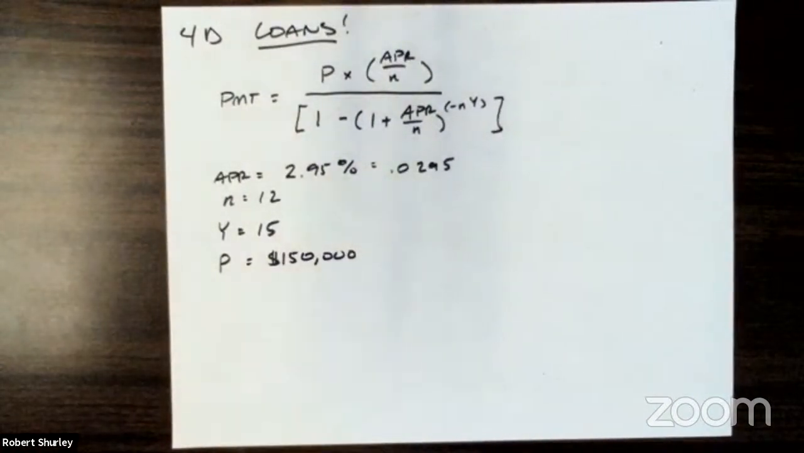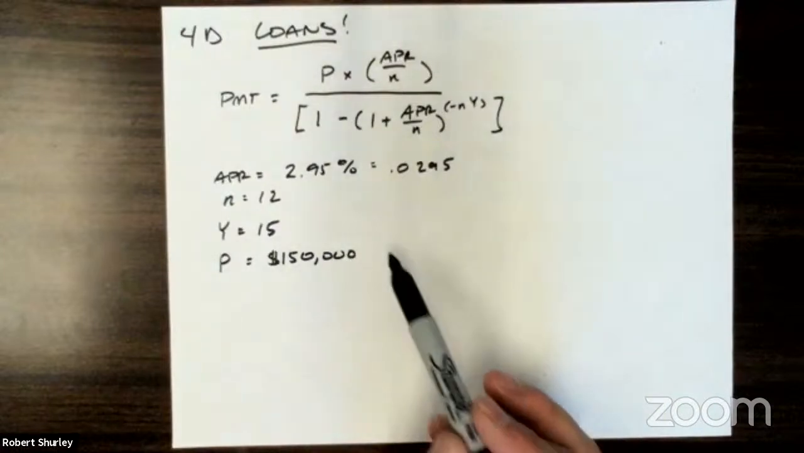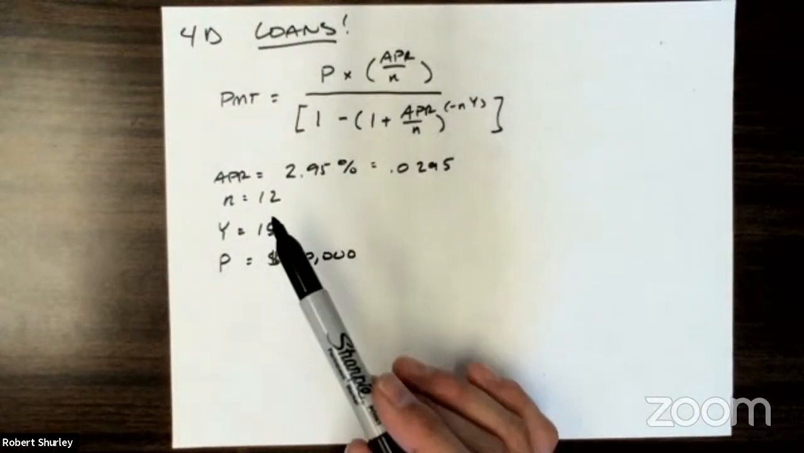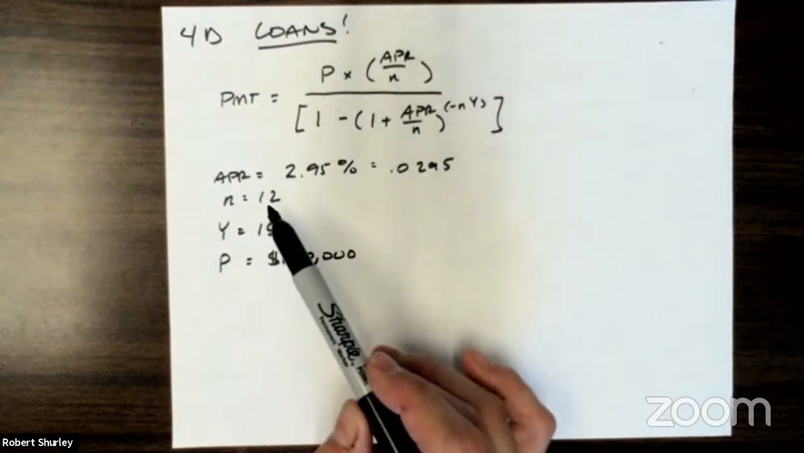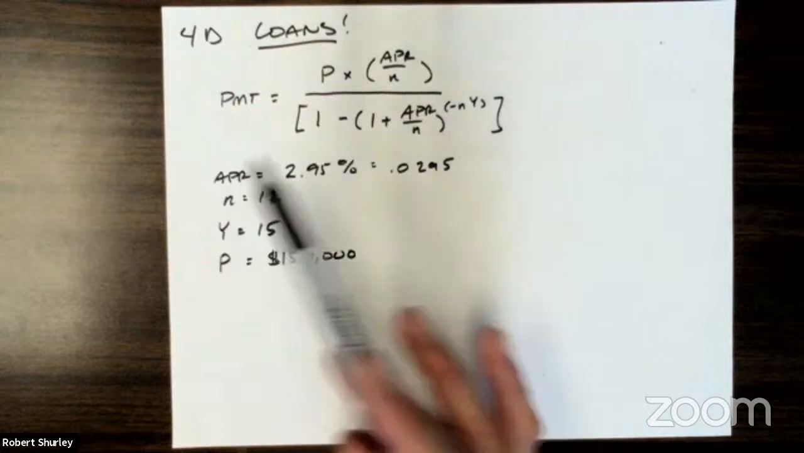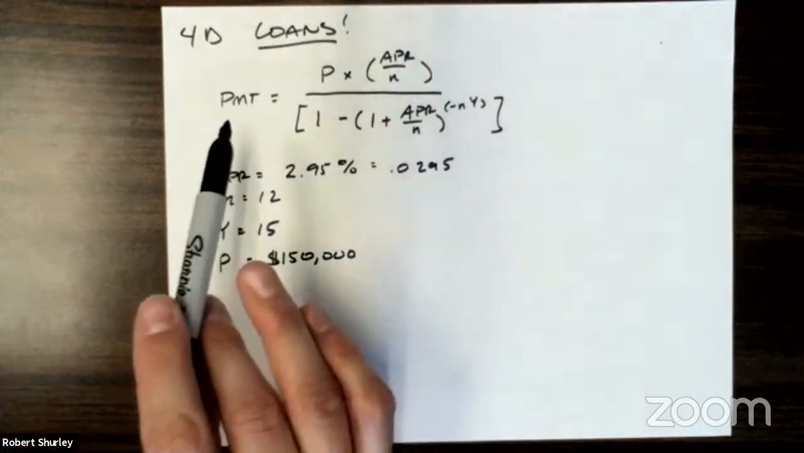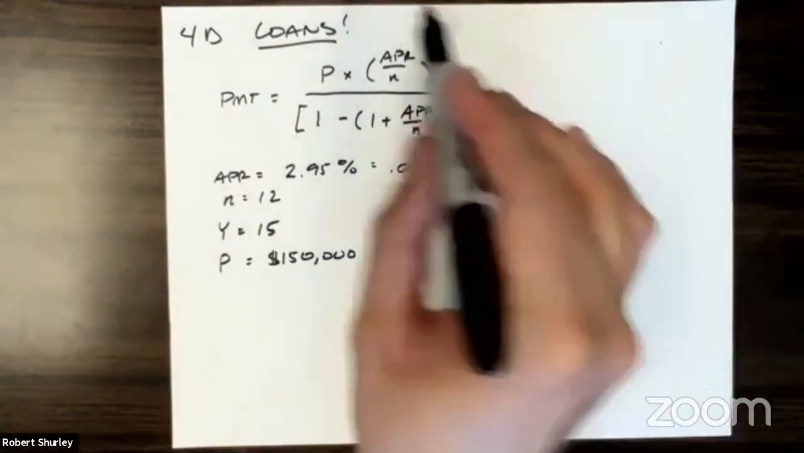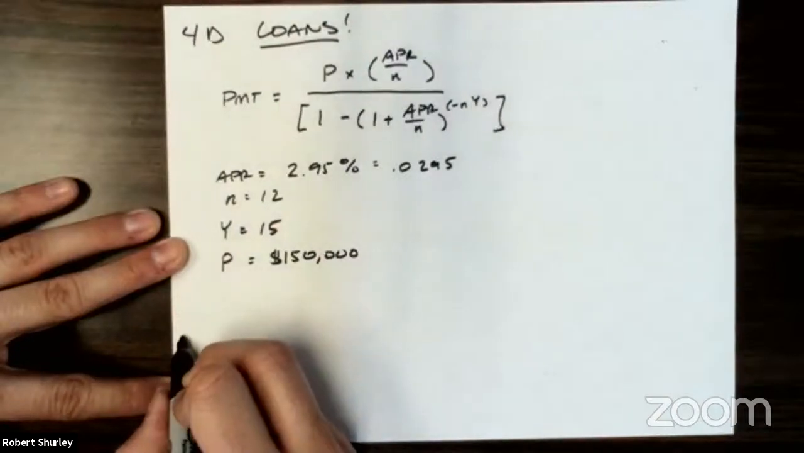We're not going to put a down payment on it, which isn't smart. But for the sake of this example, we're going to get a mortgage for $150,000. We're going to pay it off in 15 years in 12-month payments, right? Not biweekly. We can do that as well to see how much we'd save. And we want to know, well, what's our payment going to be? We're going to pop it into this equation, and it'll give us our payment.